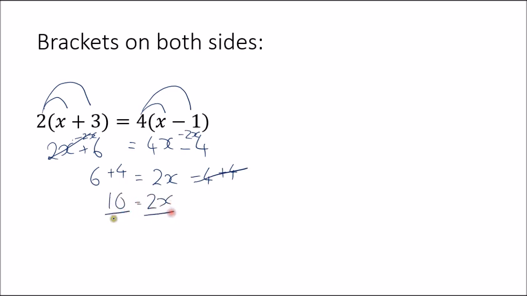I'll divide both sides by 2, and I'll just swap them over as I'm doing this as well. X equals 10 over 2, which is 5. So you've seen all the examples of brackets on both sides of the equation that we would like you to work on at this stage.